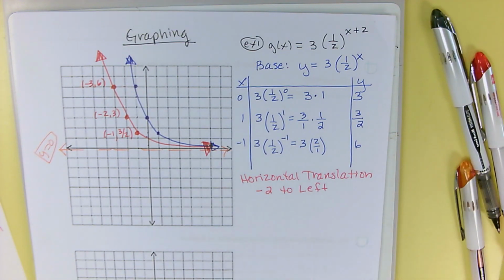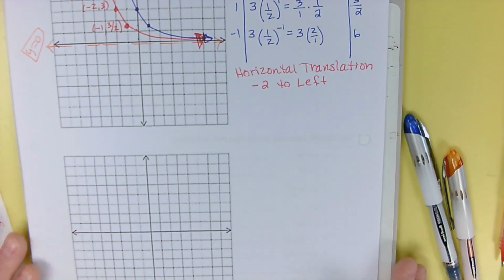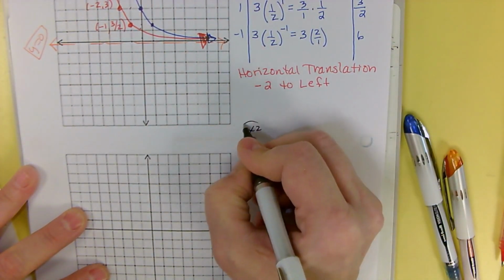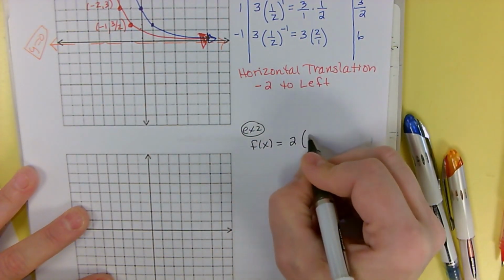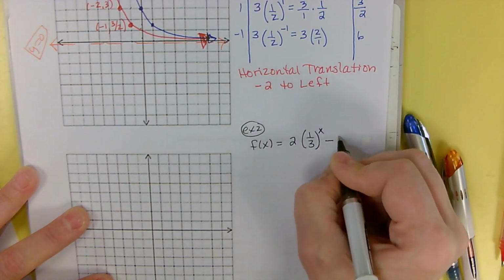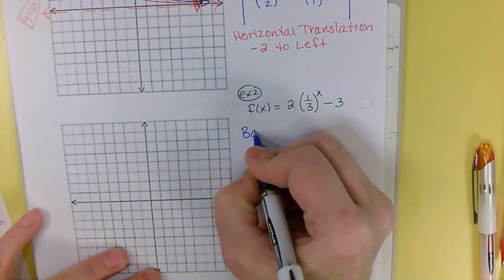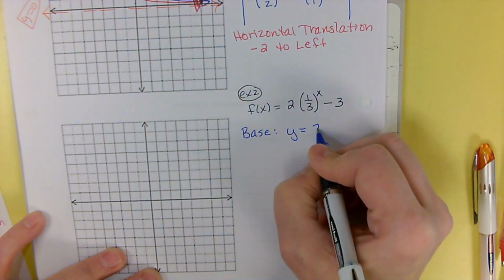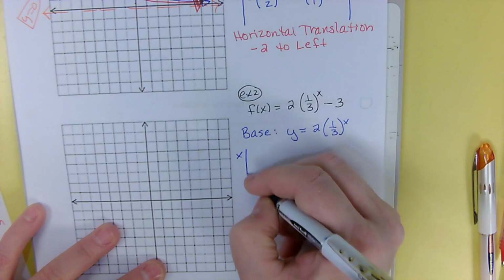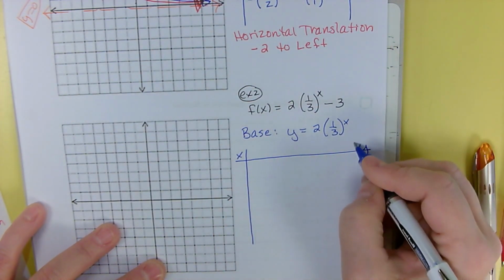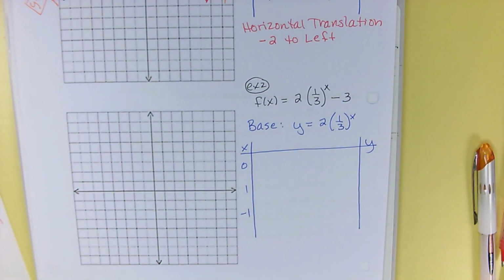All right, we're going to do one more graph, and then we're going to get some working time. So let's do another example. We're going to do f of x equals 2 times 1/3 to the x minus 3. Okay, so our base graph is y equals 2 times 1/3 to the x. So we're going to calculate points for the base graph. And you always use 0, 1, -1 to keep your values small.